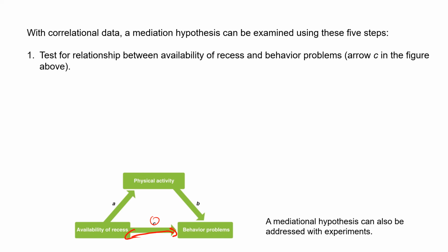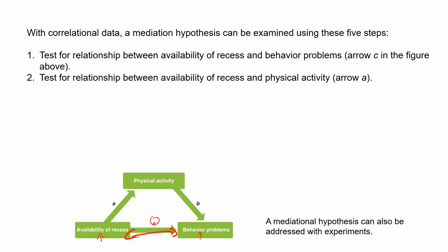Now, the old rule used to be that there had to be a relationship between these two variables for a mediator to be present. There's actually a new rule now that the relationship between, in this case, recess and behavioral problems does not have to be significant to find a mediator, but there has to be some type of association. Then we're going to test for the relationship between availability of recess and physical activity. There has to be a relationship between these two variables for us to have physical activity as a mediator. If there's no relationship between recess and physical activity, then it's not a mediator here.